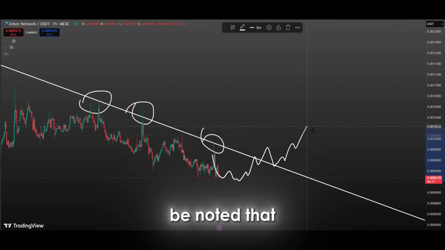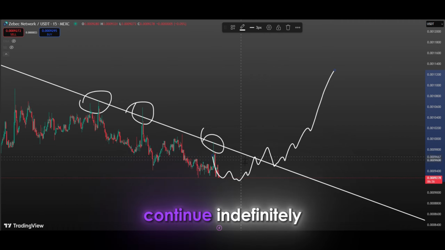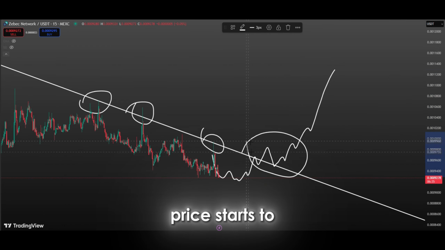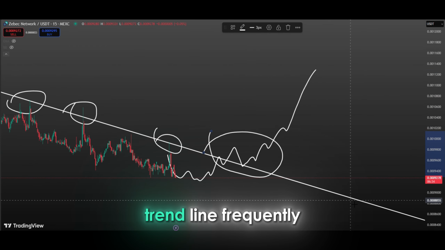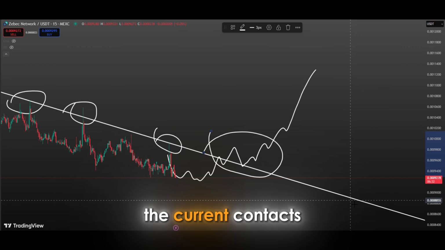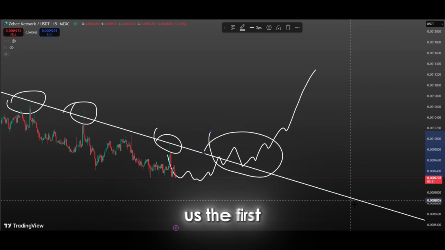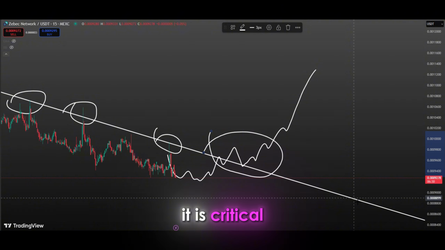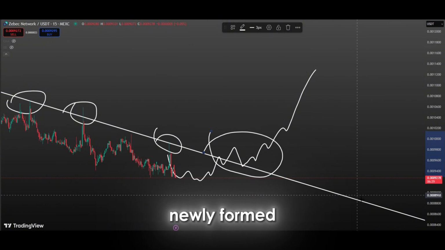However, it should be noted that such downtrends do not continue indefinitely. Especially if the price starts to touch this falling trend line frequently, the expectation is that this line will weaken over time, and eventually an upside breakout will occur. The current contacts may be giving us the first signals of this weakening. Therefore, it is critical for the price to break this newly formed downtrend.